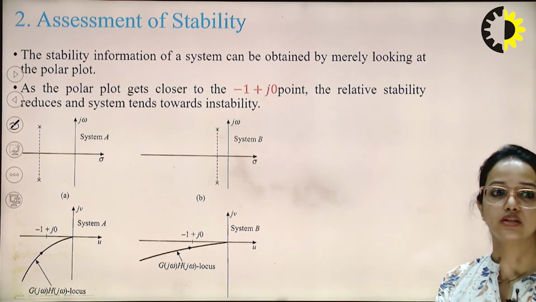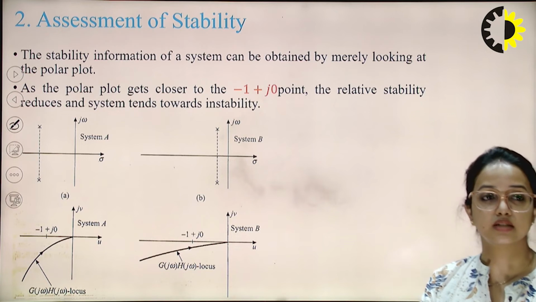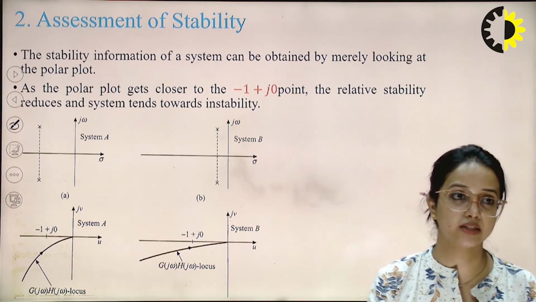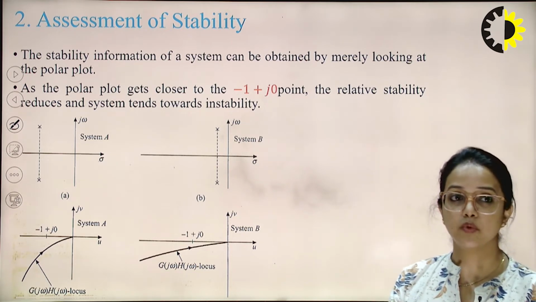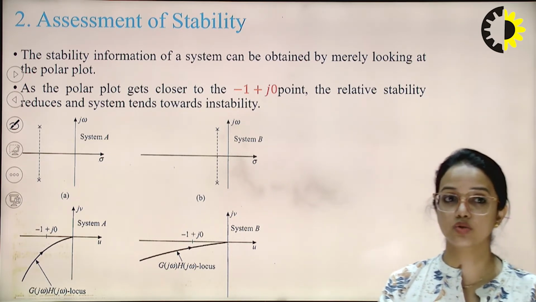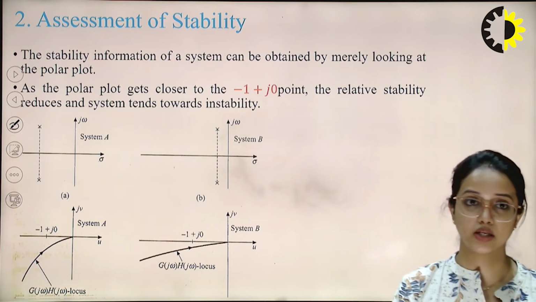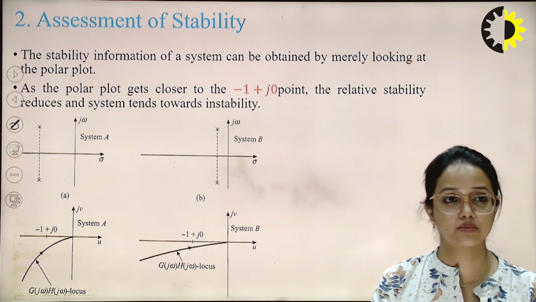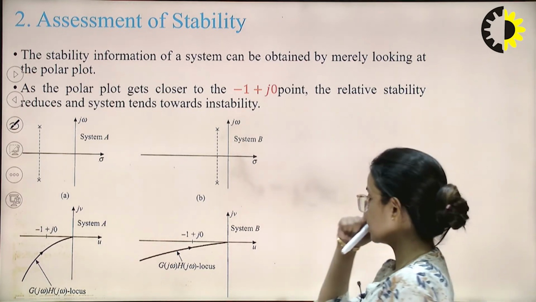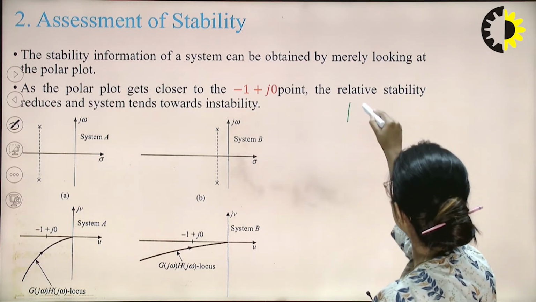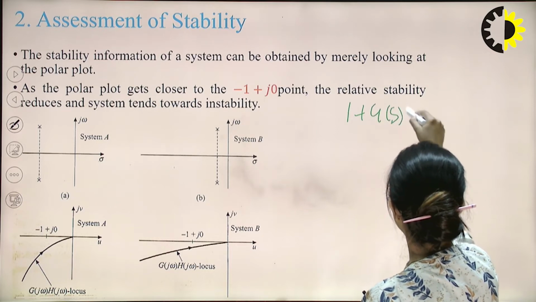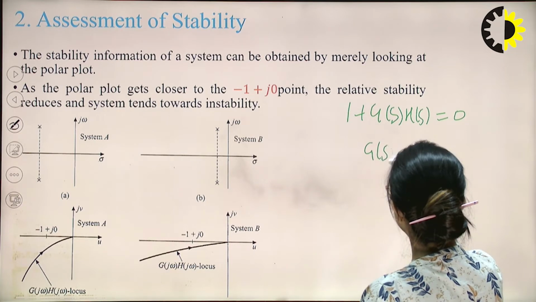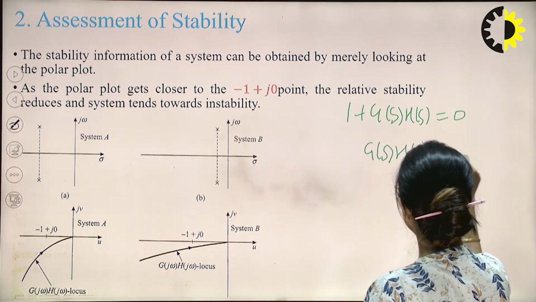Now we have to see the assessment of stability. The stability information of the system can be obtained by merely looking at a point on the polar plot. So if the polar plot gets closer to the minus 1 plus j0 point, the relative stability reduces and the system tends toward instability. Now let us consider the characteristic equation 1 plus G(s)H(s) equal to 0. We can rewrite it as G(s)H(s) equals minus 1.